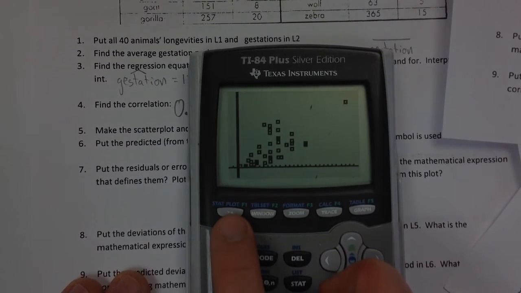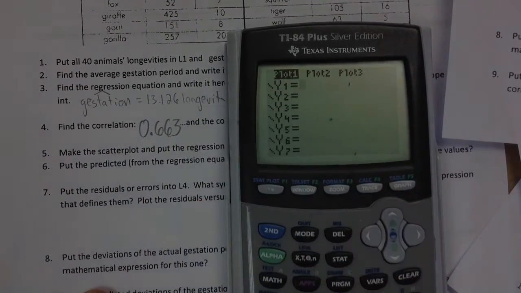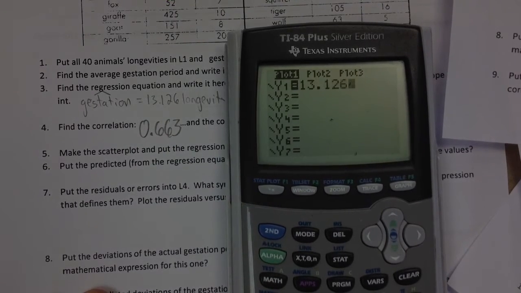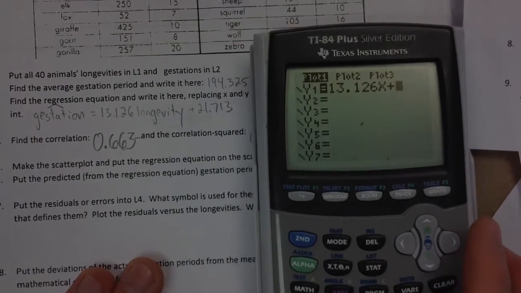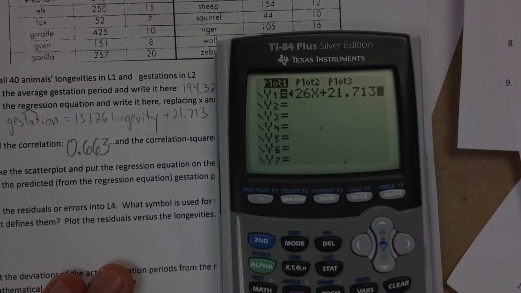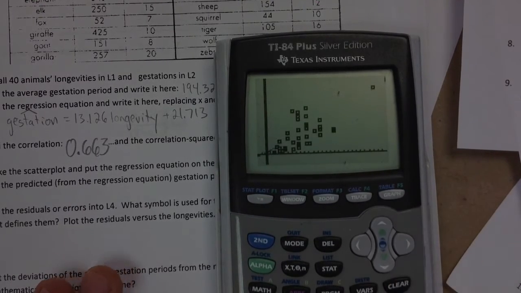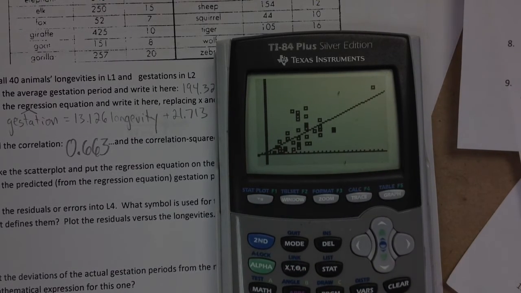So if you want to plot lines or any other mathematical function, you go to y equals. And then you have your equation that you found in number 3, 13.126 x plus 21.713. And then graph. Okay, that's the line that minimizes the sum of the squared residuals. That's the linear model. And you can use that to make predictions for animals that aren't on this scatter plot, for example.